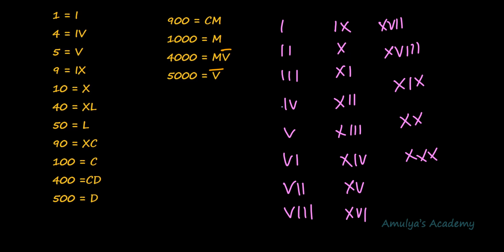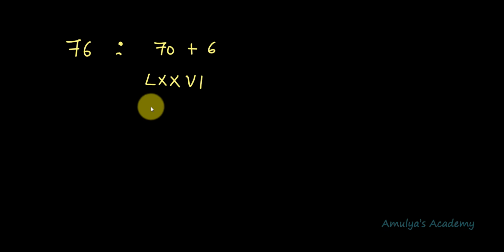Let me take a few more examples. I'll take 76. I want to represent 76. What I need to do is, I'll break 76 into 70 plus 6. I can write it like this, right? 70 plus 6. Now I know the representation of 70. 70 is LXX, right? L is 50, 50 plus 10, 60, 60 plus 10, 70. And 6 is nothing but this. So this is the representation of 76.